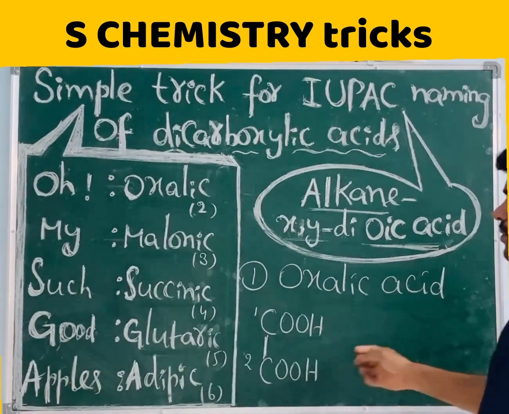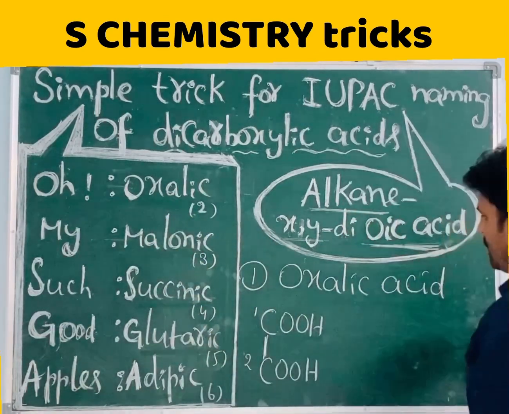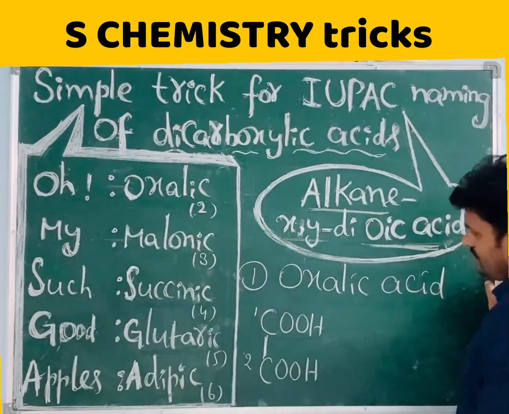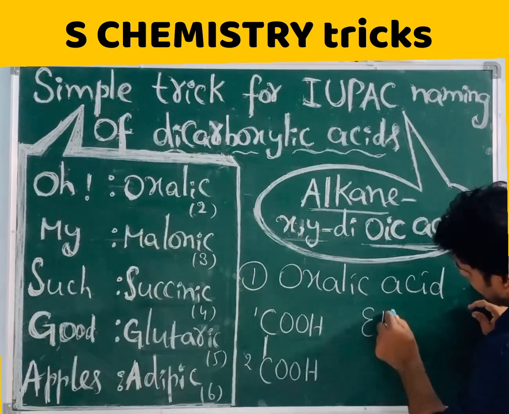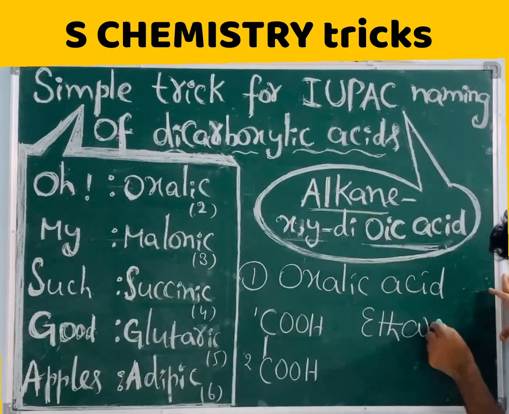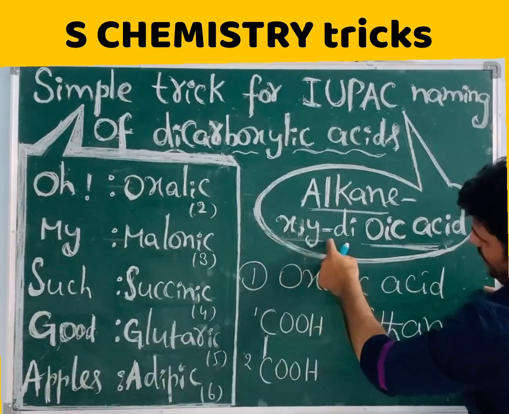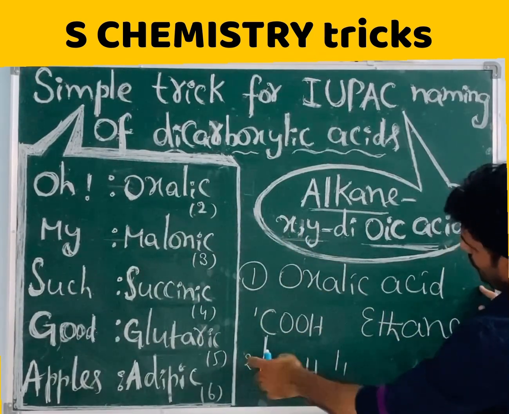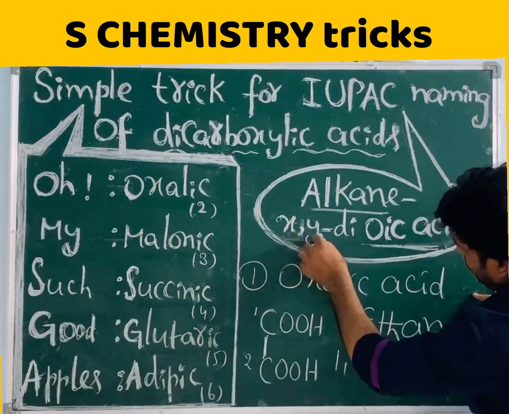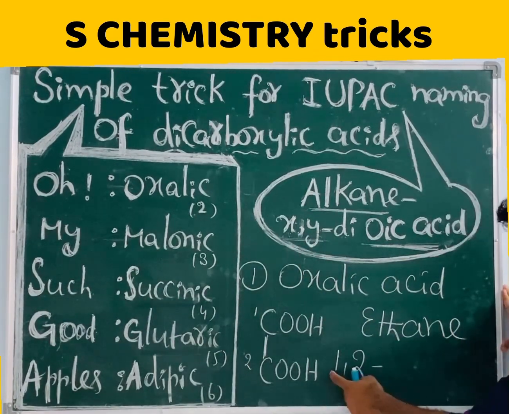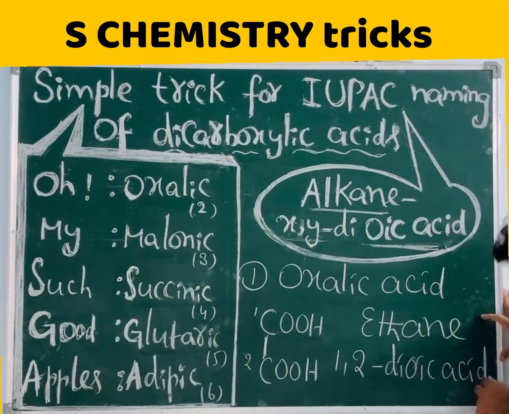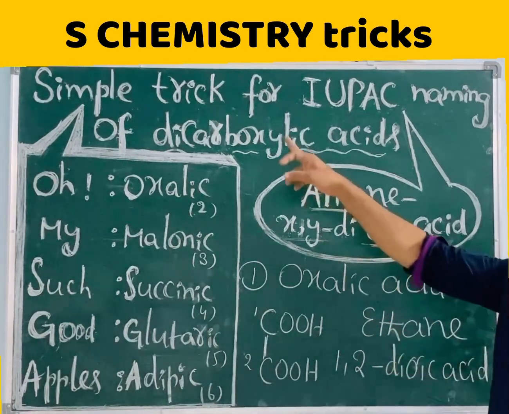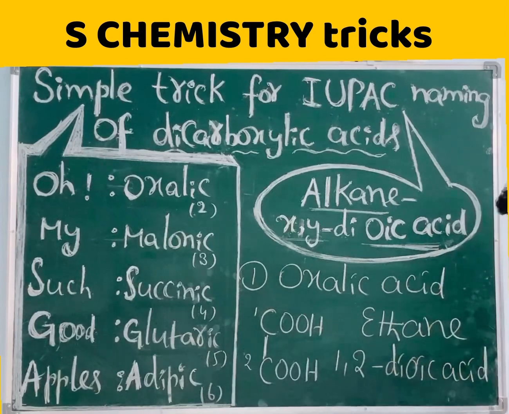Now students, the first example, oxalic acid. Oxalic acid contains 2 carbon atoms, which indicates the root word eth plus ane. So ethane X, Y. Here X value is 1 and Y value is 2, so X, Y means 1, 2. So ethane 1, 2 dioic acid. So students, according to our simple trick, the IUPAC name of oxalic acid is ethane 1, 2 dioic acid.